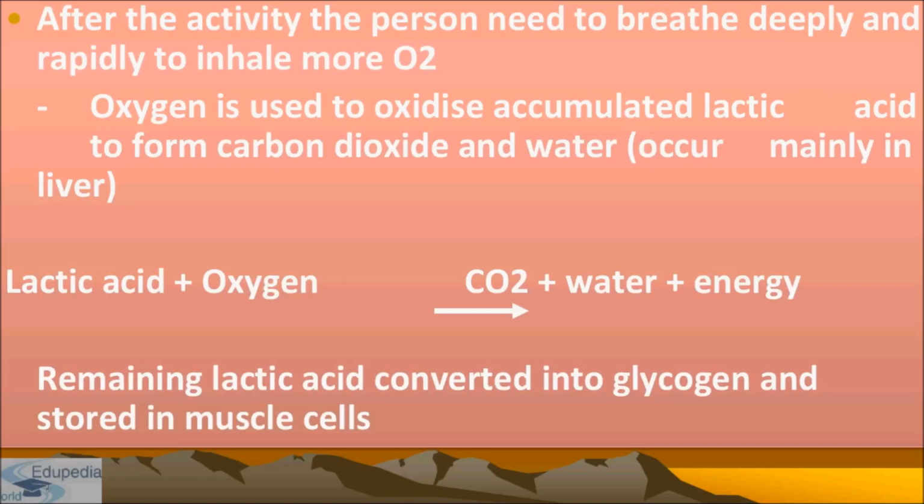So what happens is, when lactic acid gets combined with oxygen, it produces CO2, water, and energy. The remaining lactic acid gets converted into glycogen, and it is stored in muscle cells.